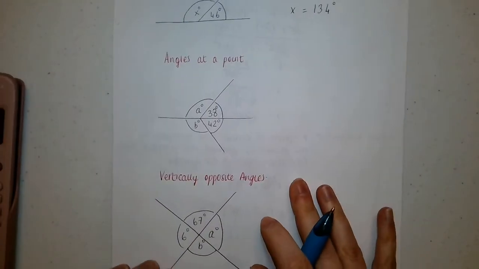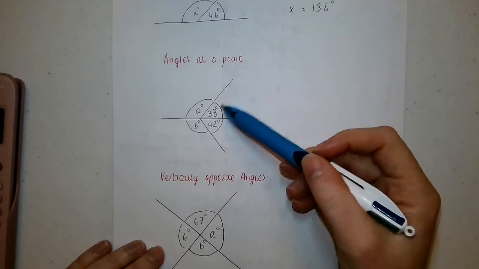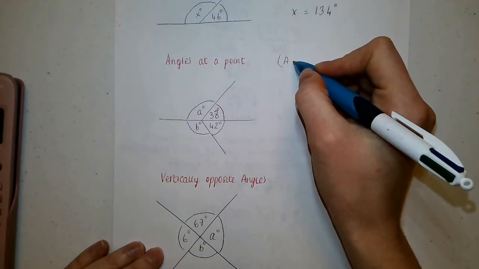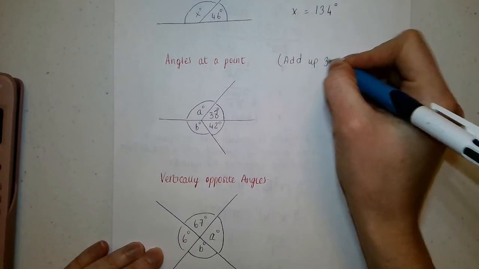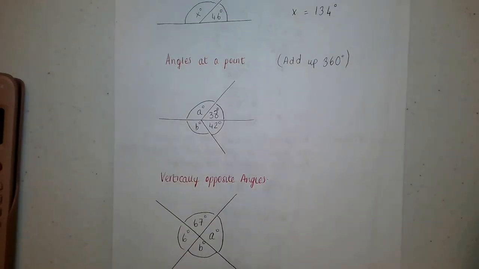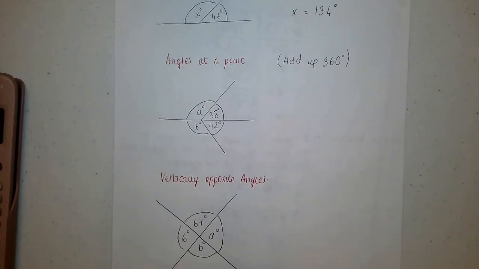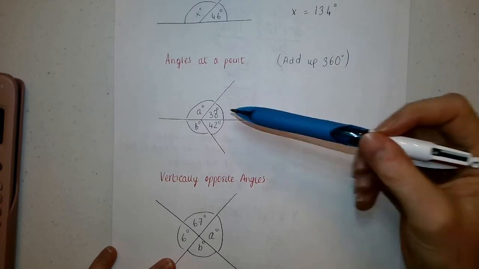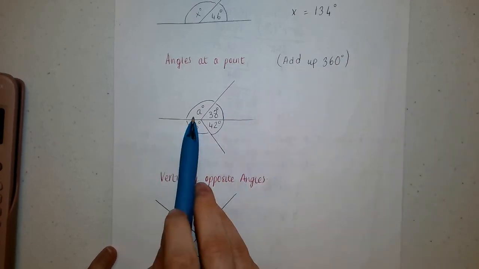Next up we're going to look at angles at a point. So this is just angles that are around a point, and if you can see here it actually forms a circle. So the axiom that we know is that angles at a point add up to 360 degrees, and if you remember back to primary school, the angles in a circle add up to 360 degrees.